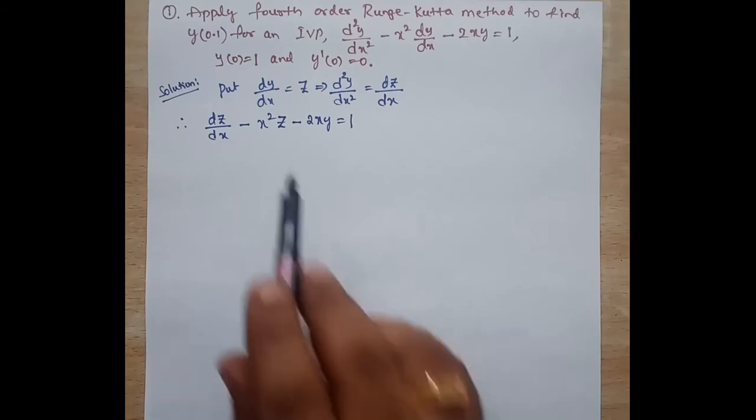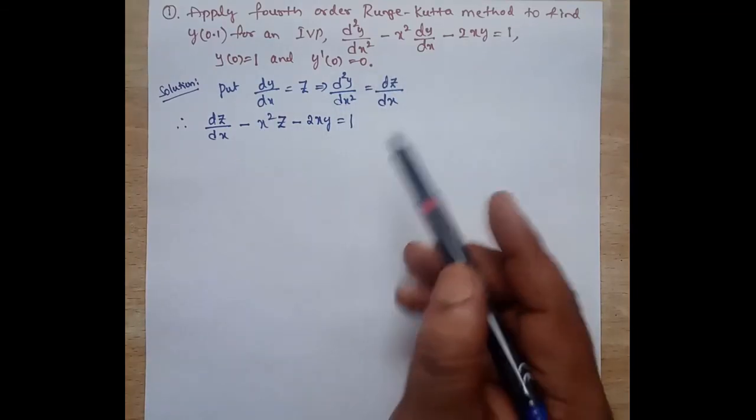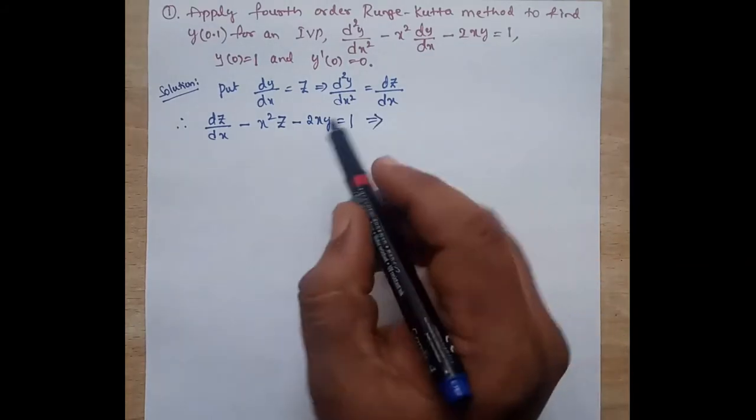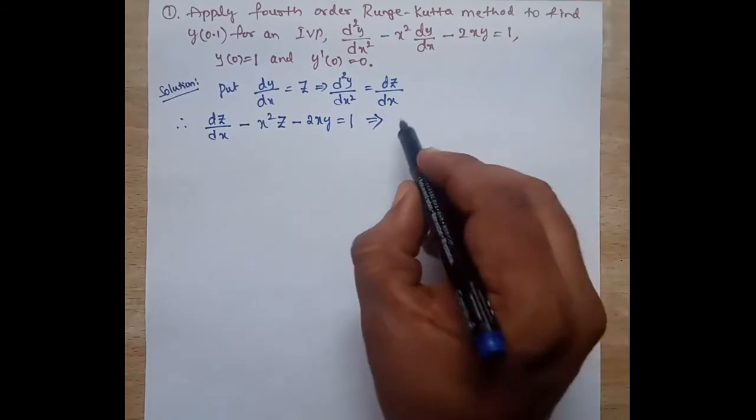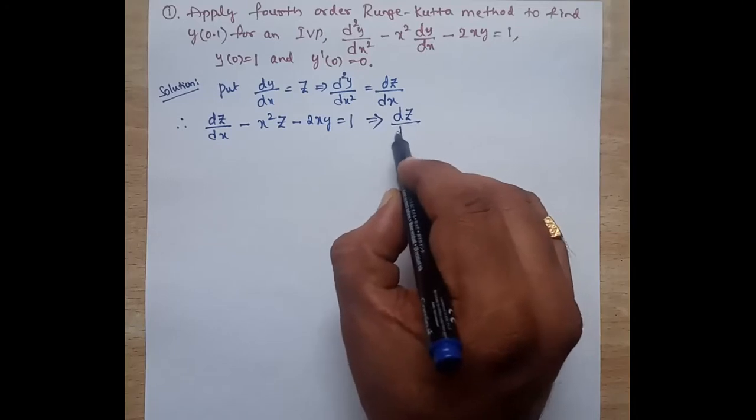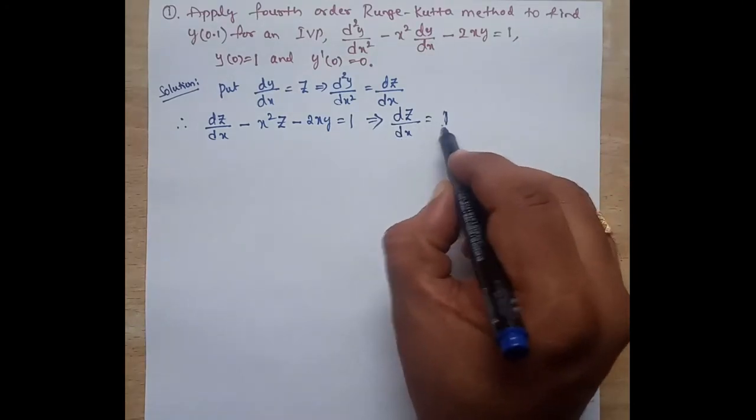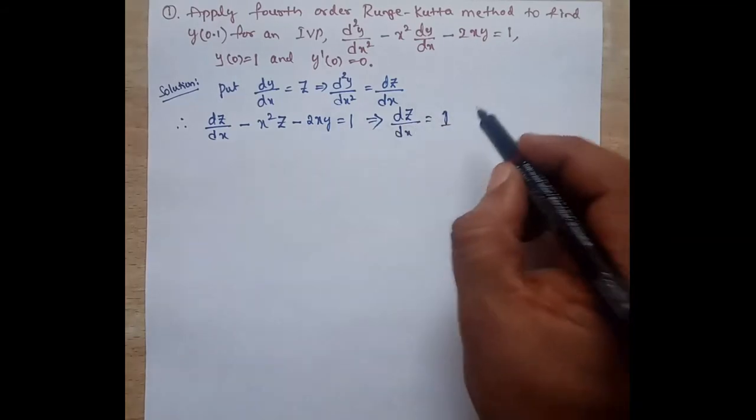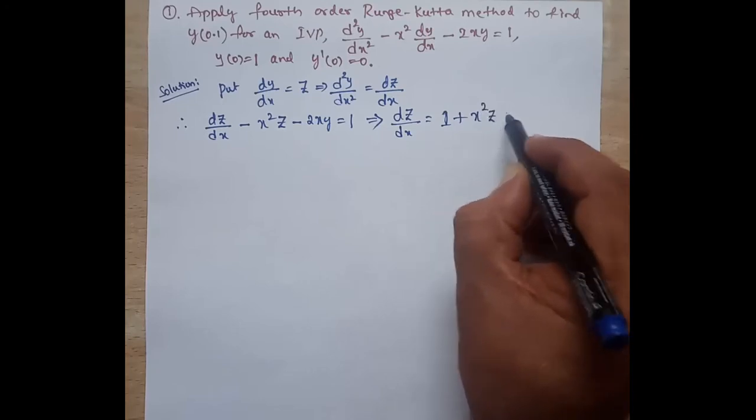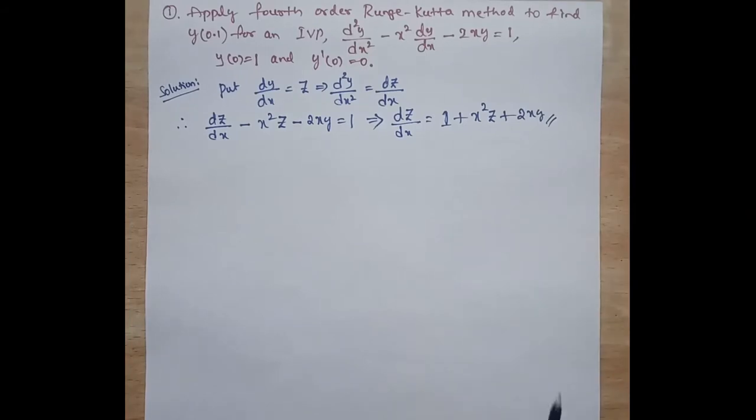Right? So using the substitution in the d, we can write this. This can be rewritten as this, simple as. So take these two terms to the right hand side. I mean, you write what is dz by dx from this. So what is dz by dx? This is equal to 1. So I'll take these two terms to the RHS. It becomes 1 plus x square into z plus 2xy.